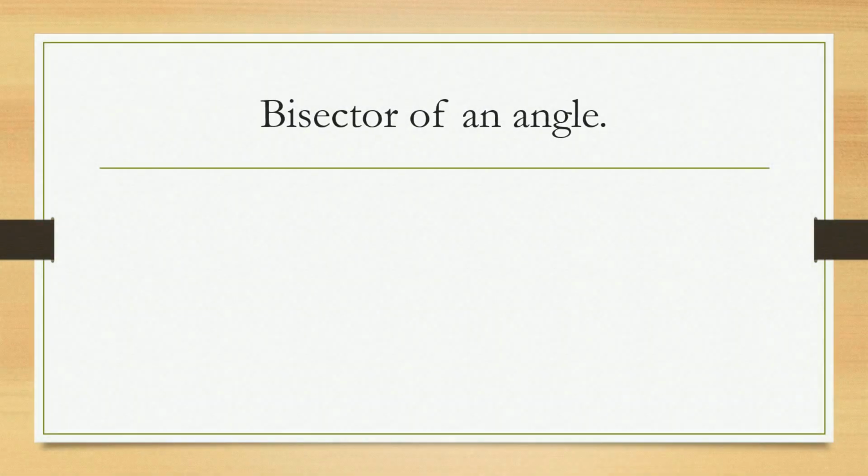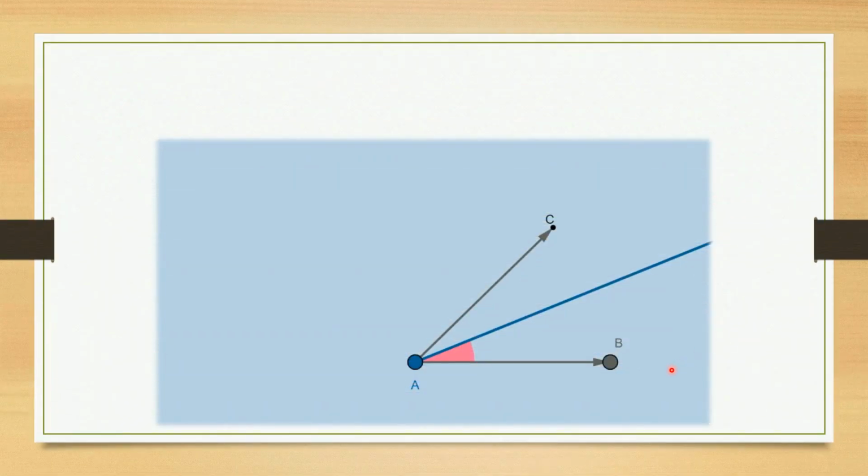Hello students, today's lesson is about the bisector of an angle. Let's observe this figure. Here we have an angle BAC of vertex A, and we have this blue semi-line of origin A starting from point A. What's so special about the semi-line? It divides this angle BAC into two equal angles.